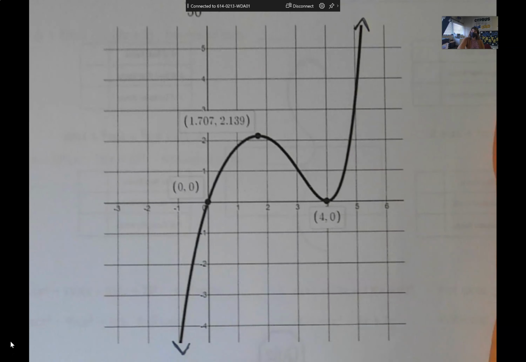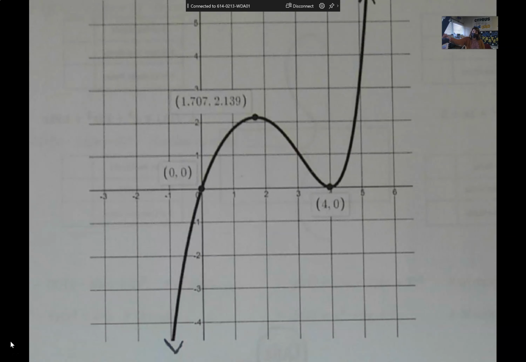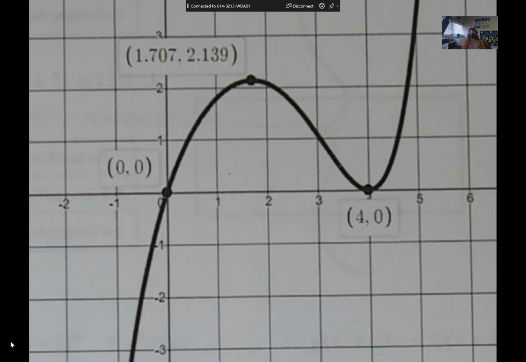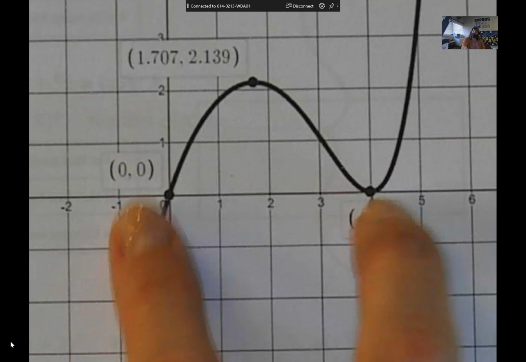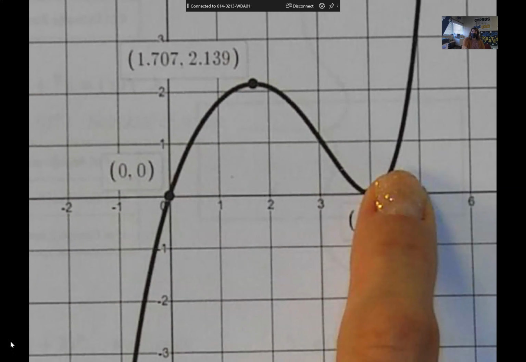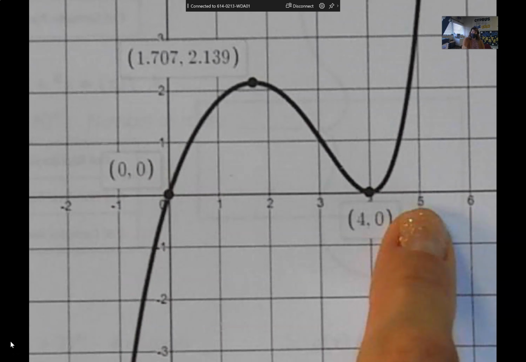Okay, what are your zeros? So this is where are we crossing or touching the x-axis? Where are we passing through, or where are we touching the x-axis? Okay, show me. Good. These two. So now it's those two. Passing through, touching. So passing through, bouncy ball.